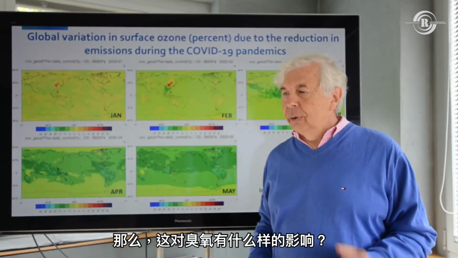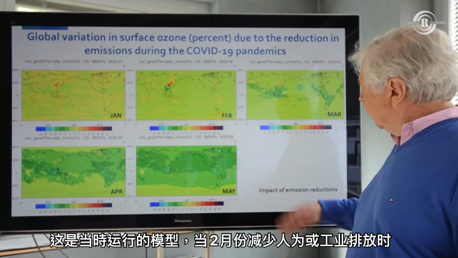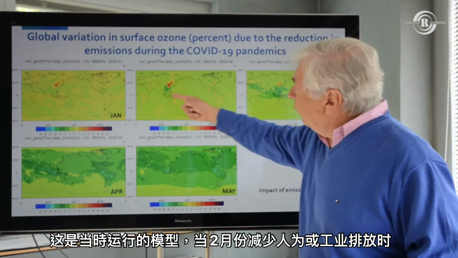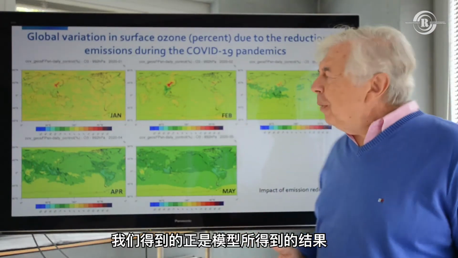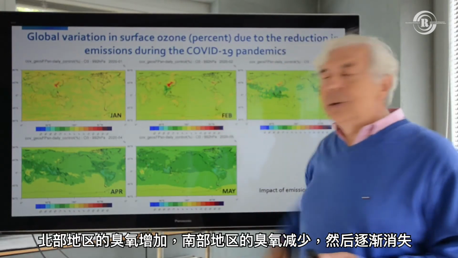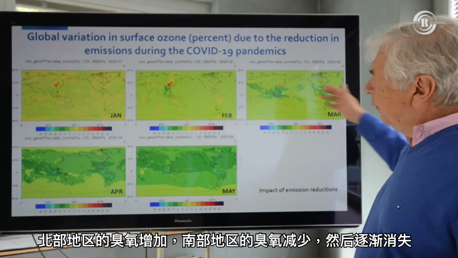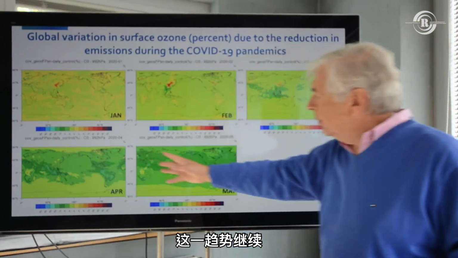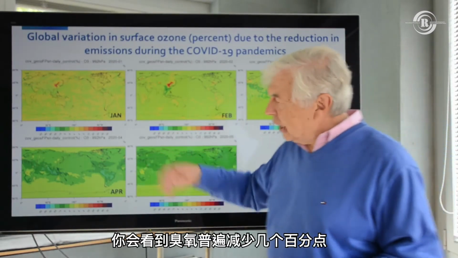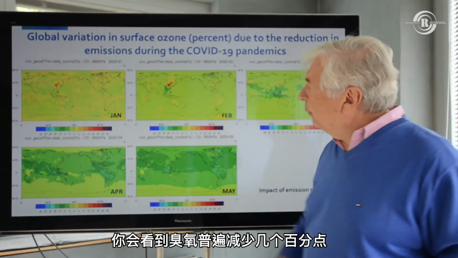So what happened to ozone? Well, ozone changes are shown here from the global model. This is the model that was run at NCAR, in fact. And you see that in February, we have exactly what the old models had suggested when we reduce anthropogenic or industrial emissions: increase of ozone in the north part, decrease of ozone in the southern part, and then this fades away. As time goes, because of the reduction of NOx and other primary compounds during this period, you see a general decrease in ozone of just a few percent.